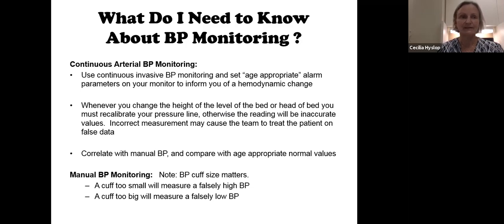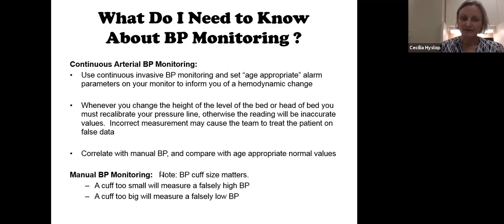So for instance, if we raise the level of the bed and we don't bother re-zeroing or recalibrating our lines, then the information on our monitors is not the truth. And if it's not the truth, but the physician doesn't know it's not the truth, they may be acting upon it, which may be a false intervention. So we always need to make sure that when we bring a baby down into the mom's arms, for instance, we recalibrate our line and re-zero our lines, so the information on our monitors is accurate.